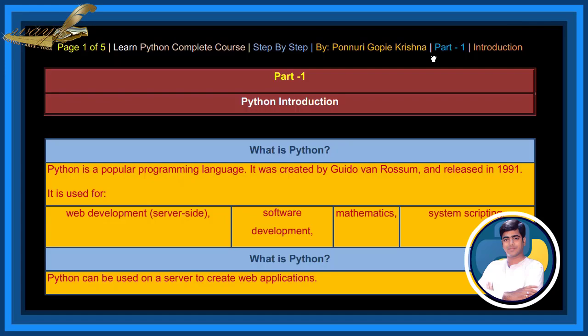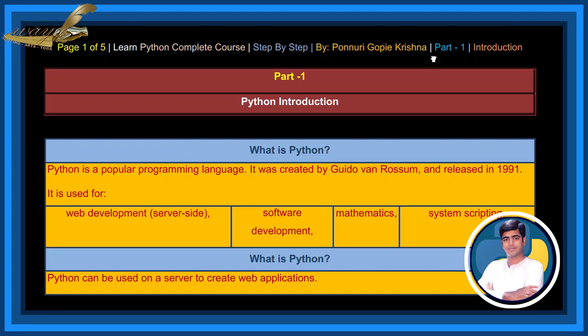Today we will start our introduction part. Let us know what is Python. Python is a popular programming language. It was created by Guido van Rossum and released in 1991. It is used for web development, that is server side, software development, mathematics, and system scripting.